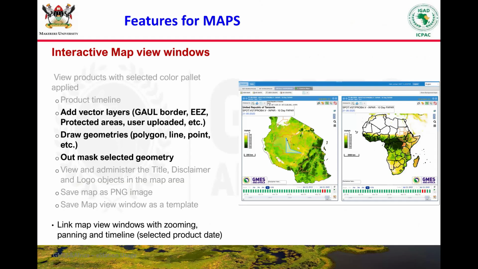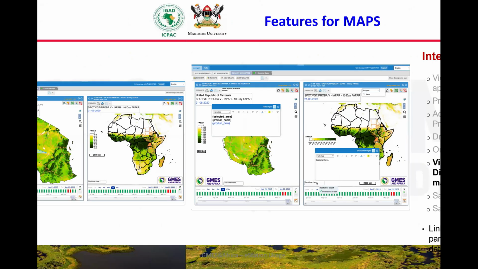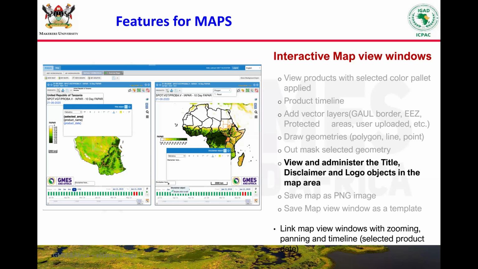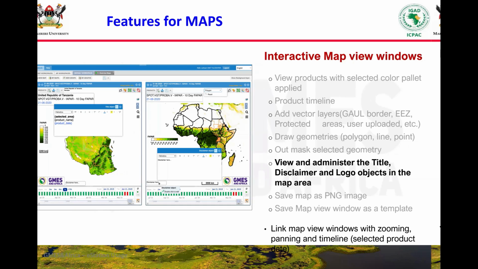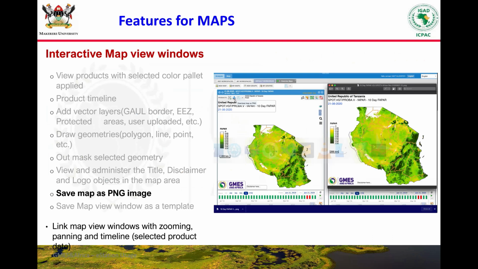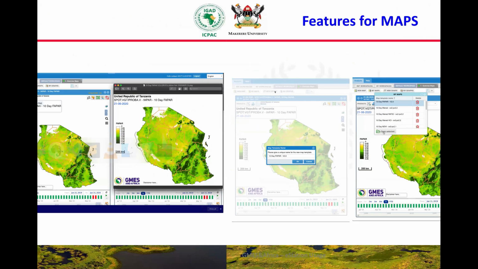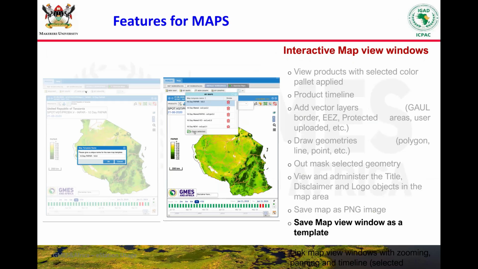So next, we also learned basically how to view the administrator title, disclaimer, logo objects, and that in the map. We'll learn more about them later again. How to save a map as a PNG, we did that, and how you add it to a map document for your report or presentation is also done. You can also add it to a PowerPoint. We also learned how to save a map as a template so that you can open it. And we did that. We saved our maps and then reopened them later, as I showed in the presentation earlier.